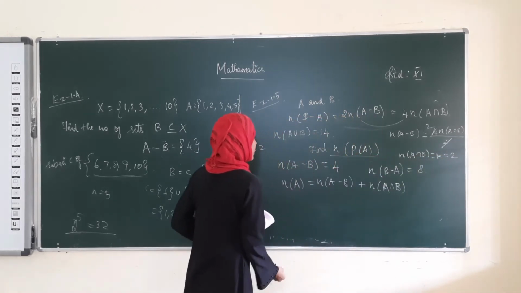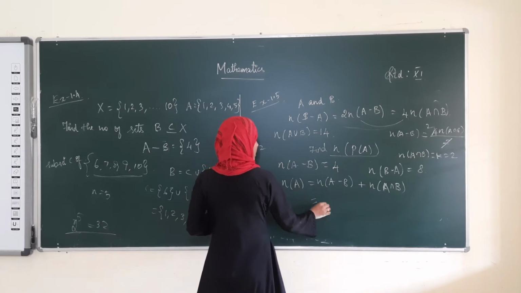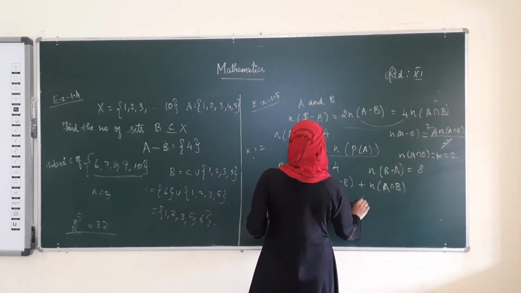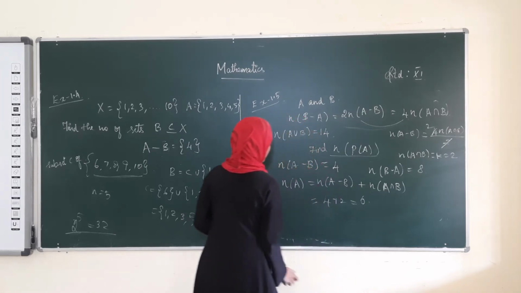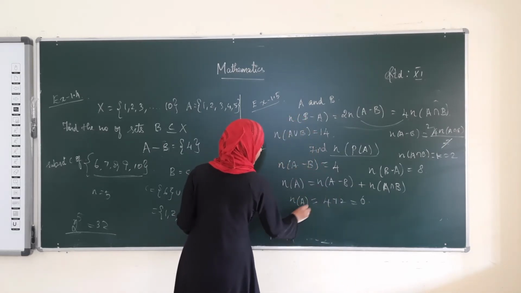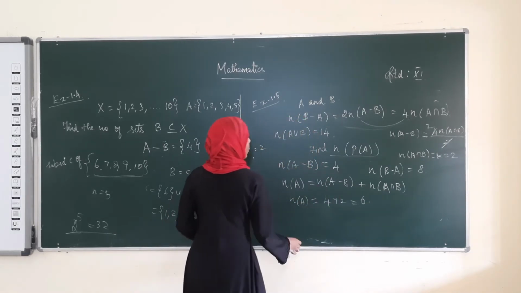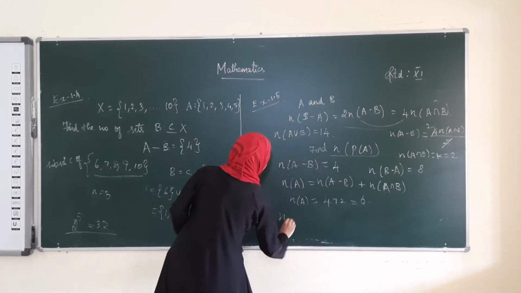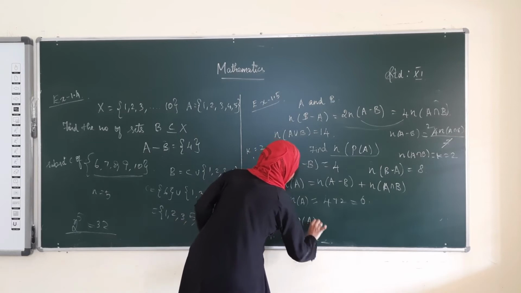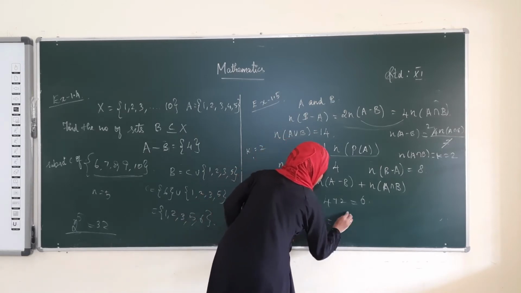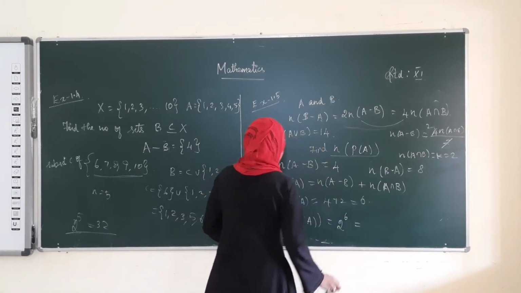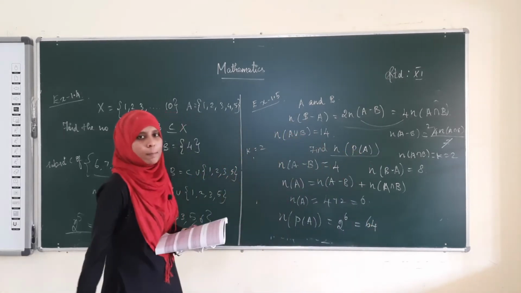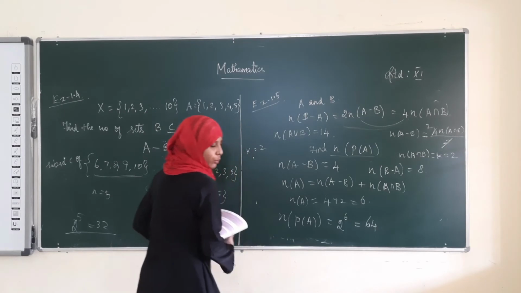Shall we substitute the values? n of A minus B is 4 plus n of A intersection B is 2, which is equal to 6. Therefore, n of A, the number of elements in A, is 6. What we have to find is the number of elements in the power set, that is n of P of A, equal to 2 power 6, which is 64. Therefore, the number of elements in the power set is 64.